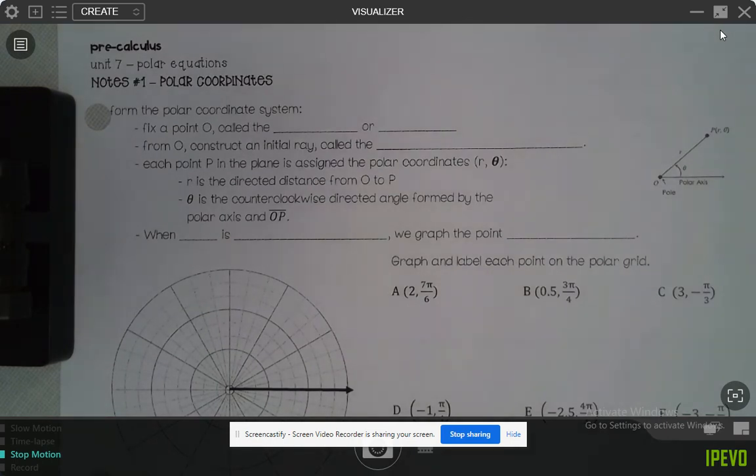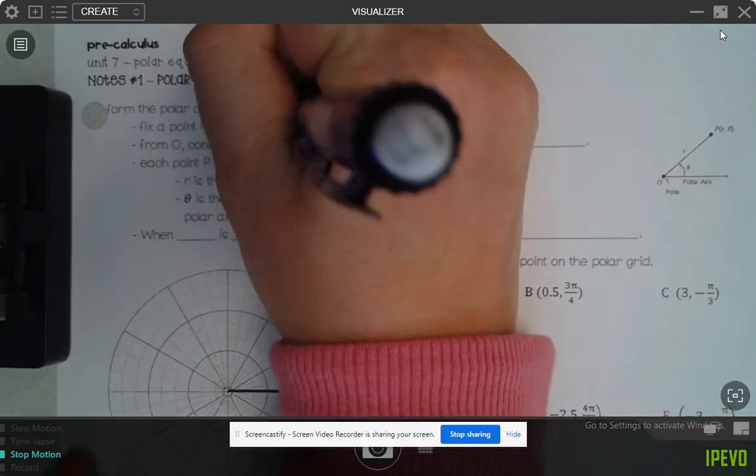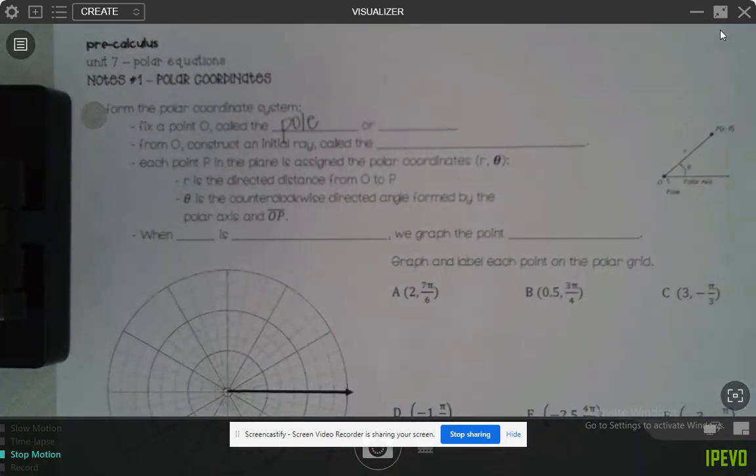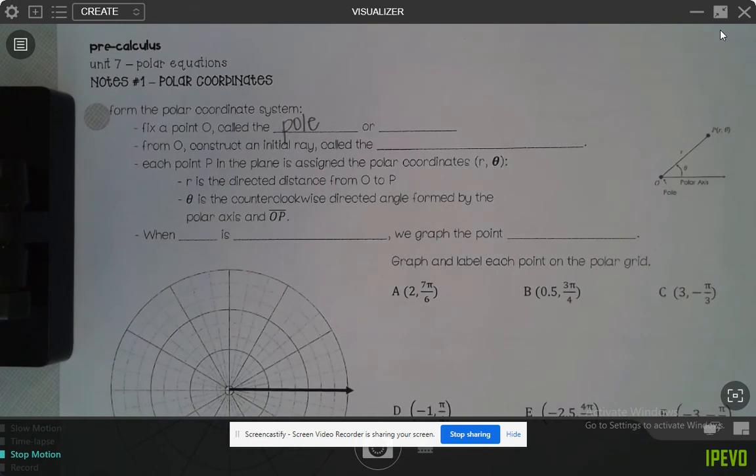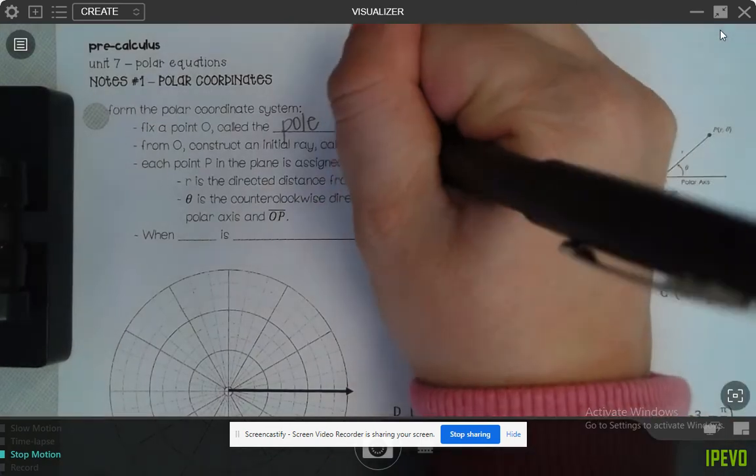Okay. A fixed point O, so that's right here. This is called the pole. It's where it starts. Then from the pole, you always draw a ray. That's called your polar axis.